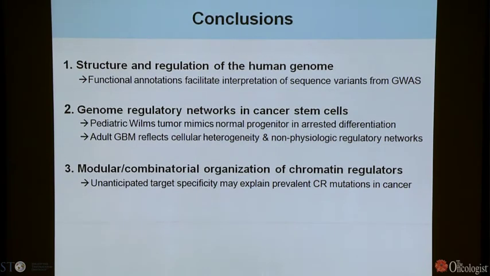There's a regulatory network that doesn't really look like anything in normal physiology, but seems to be quite specific to these malignant stem cells. And finally, I've told you about the modular and combinatorial organization of chromatin regulators and some unanticipated specificity in their targets that could explain something about the mutations we're seeing in the cancer sequencing studies.